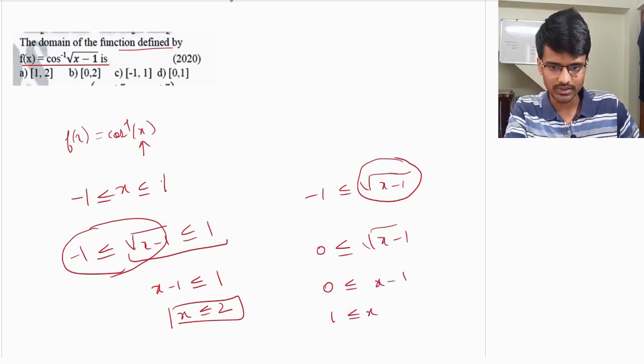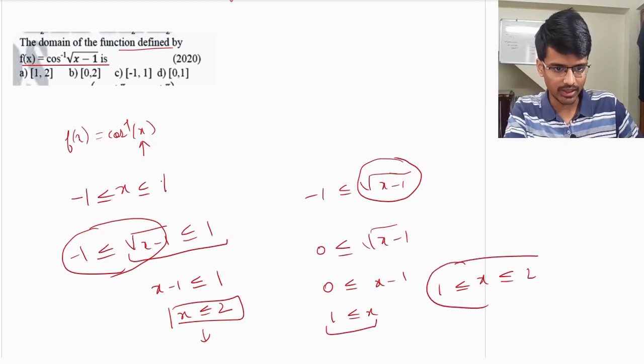So as you can see, x is greater than or equal to 1, but x is less than or equal to 2. Combining both the conditions, x is greater than or equal to 1 and x is less than or equal to 2. So the correct answer is 1, 2.